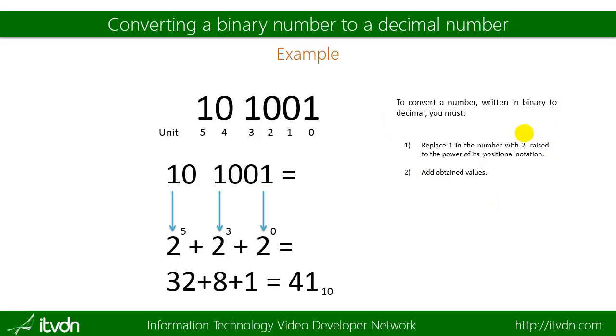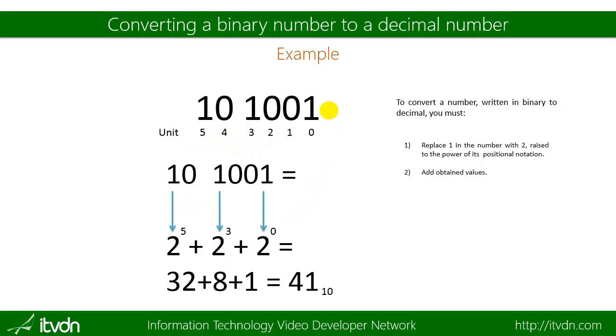What does this mean? This means that if we have a number in the binary format, meaning it contains 1s and 0s, what we do is we change all the 1s for 2s and we raise them to the power of their positional notation. If you want, you can call this index or units. What I just want you to understand is counting starts from right to left. So 0, 1, 2, 3, 4, 5.